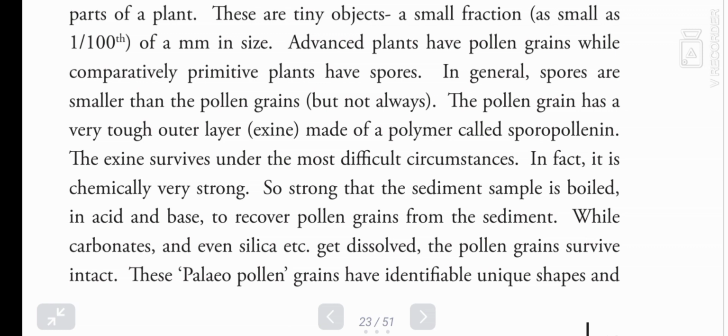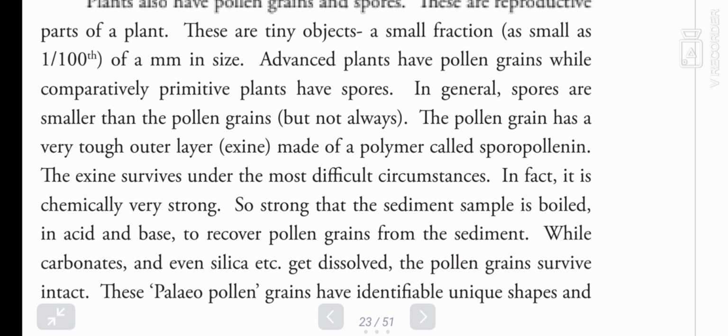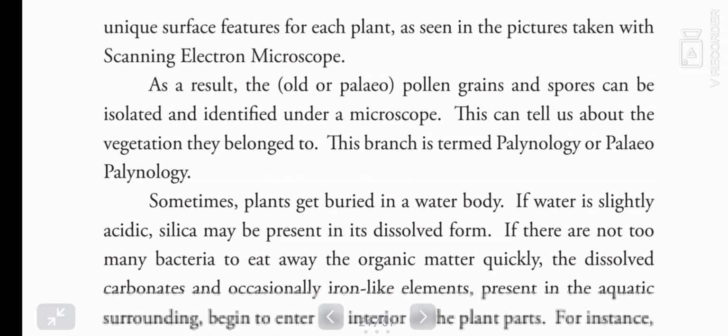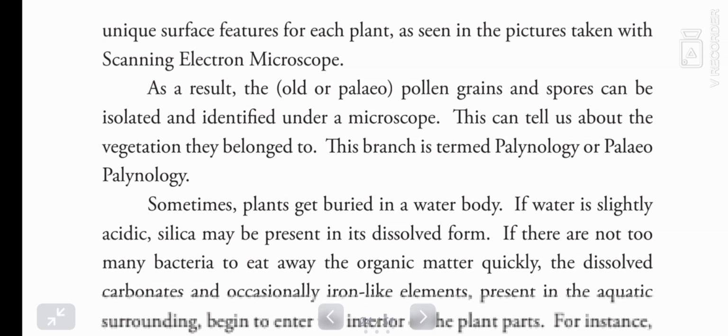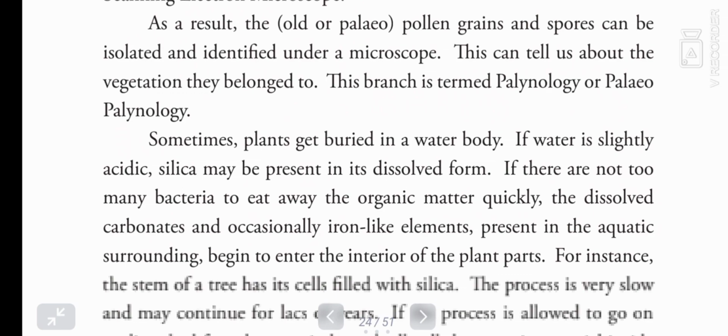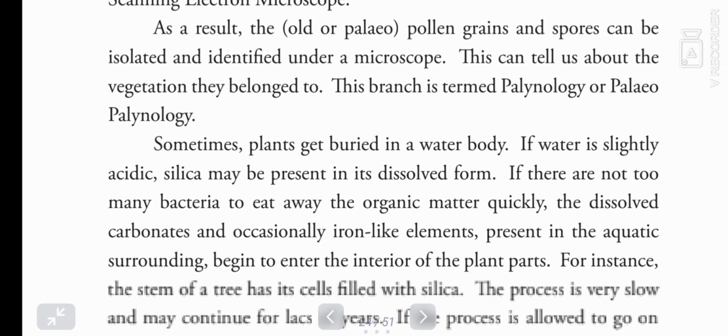While carbonates and even silica etc. get dissolved, the pollen grains survive intact. The paleopollen grains have identifiable unique shapes and unique surface features for each plant, as seen in the picture taken with a scanning electron microscope. As a result, the old or paleopollen grains and spores can be isolated and identified under a microscope. This can tell us about the vegetation they belong to.